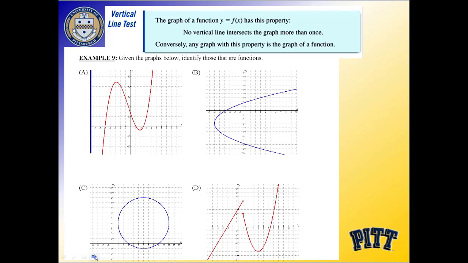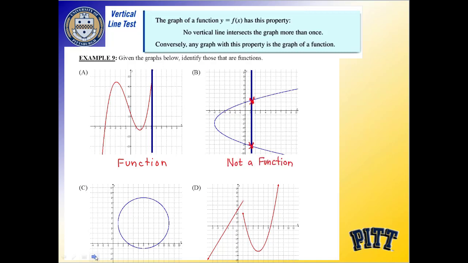So when I look at vertical line tests on these, for A, if I move that vertical line all the way through, each time it's only intersecting the graph in one spot. That's a function. Whereas if I look at B, if I just put a vertical line through there, I see it's intersecting in two spots. There's other places it would do it too, but it's intersecting in two different spots. That's not a function. The circle, very similar. If I put a line through there, I'm intersecting that graph in more than one spot. That's not a function. D sometimes throws people off.